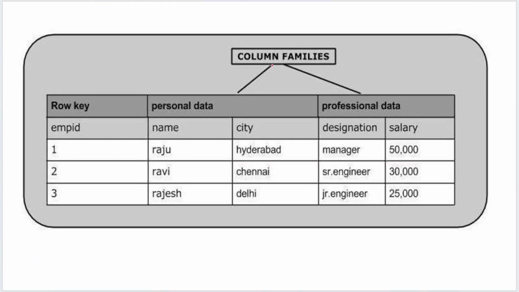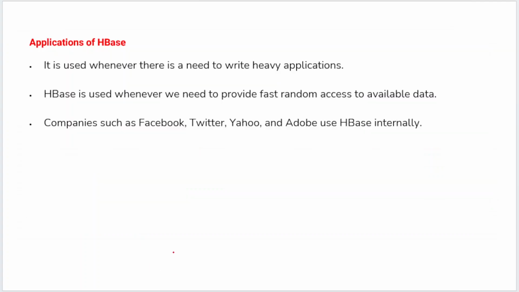And this is one example. This is my column family. What is my column family? Personal data is one column family name, and professional data is another column family name here. Then what are my columns under the personal data? The column names are name and city. And under the professional data, designation and salary are the columns. And these are my key value pairs, and these are my row keys here. Under row key 1, I am having the name, city, designation, everything, all the data I am going to maintain here. This is one different way of maintaining the data using HBase here.